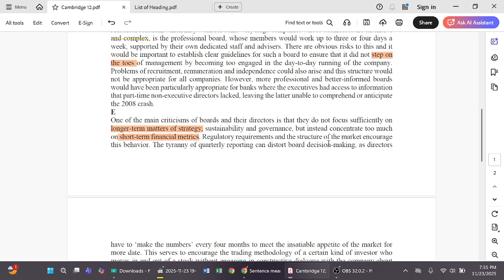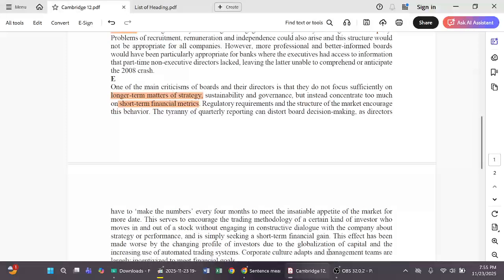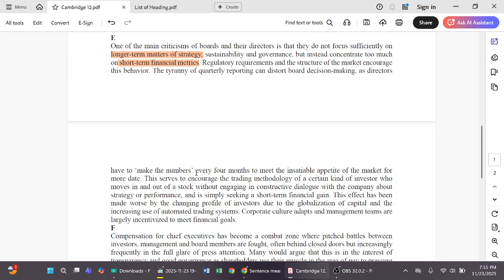Regulatory requirements and the structure of the market encourage this behavior. The tyranny of quarterly reporting can distort board decision making as directors have to make the numbers every 4 months to meet the insatiable appetite of the market for more data. This starts to encourage the trading methodology of investors who move in and out of a stock without engaging. Okay, so we have already got our answer. Here, their focus is mainly on short term rather than long term.